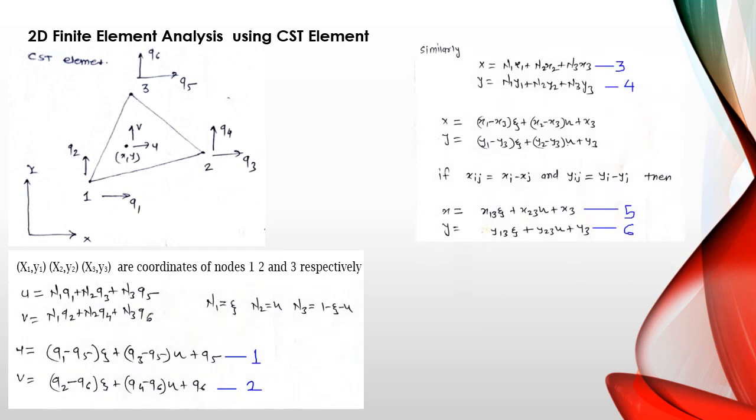Equations 1 and 2 relates the displacement of any interior point, with nodal values of displacement. Equations 3 and 4 relates the coordinates of any interior point, with nodal coordinates. Using notation xi minus xj is equal to xij, we can rewrite these equations as shown by equations 5 and 6.